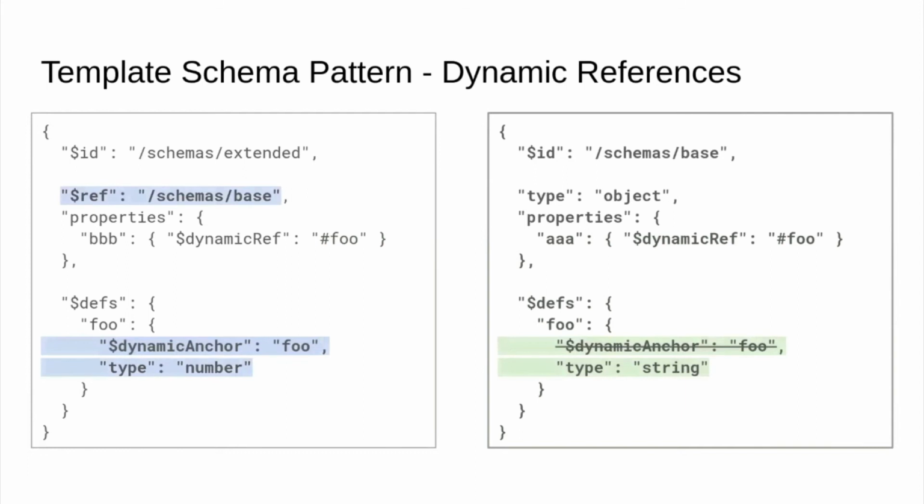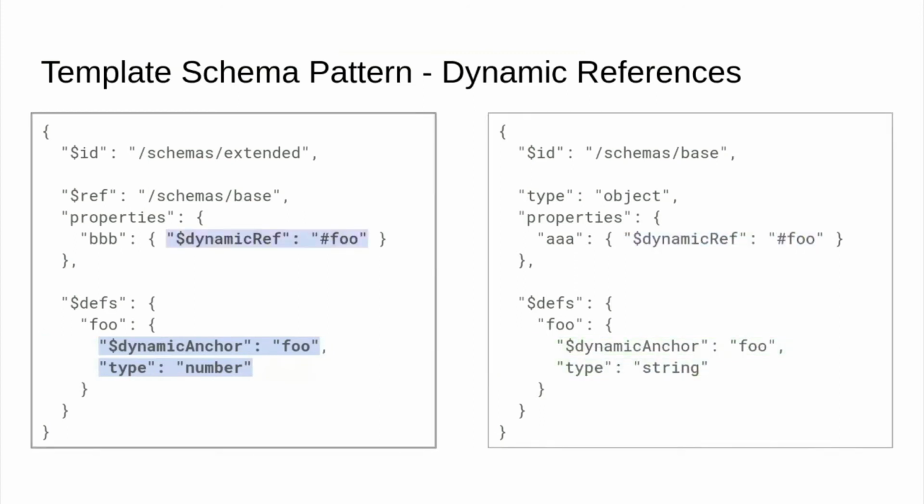Evaluation continues with the first keyword, which is a ref to the base schema. It looks for any dynamic anchors in the base schema and finds another foo anchor. We already have a foo dynamic anchor, so this one will be ignored. When we get to the dynamic reference, it will go to the first place the foo dynamic anchor was declared, which makes the A property a number. If we started evaluation with the base schema, the dynamic reference would have resolved to the local foo dynamic anchor, and the A property would be a string.